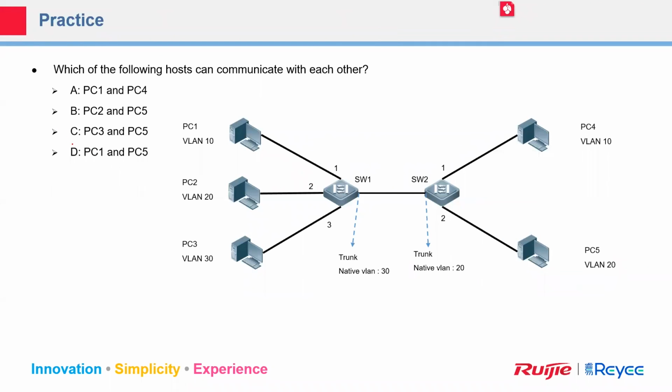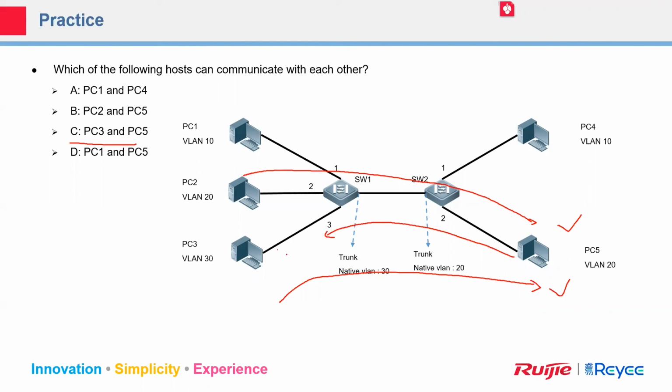Okay, the option C, right? Why can PC3 and PC5 communicate with each other? First, we have to know that if PC2 sends a message to PC5, PC5 can receive it. If PC3 sends a message to PC5, PC5 also can receive it. Both of them can receive the packet successfully. But if PC5 gives a reply, only PC3 can receive it. PC2 cannot. So that's why we say they communicate with each other. If I send to you, you can give a reply to me. That means the communication is successful.